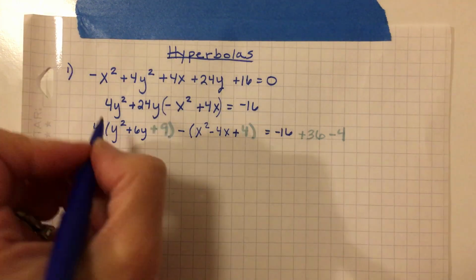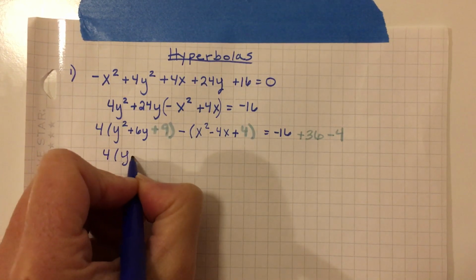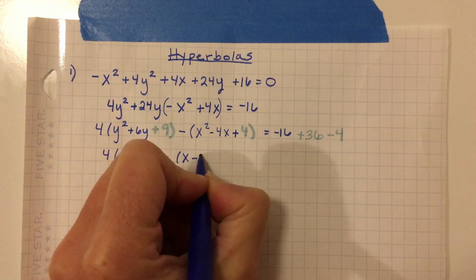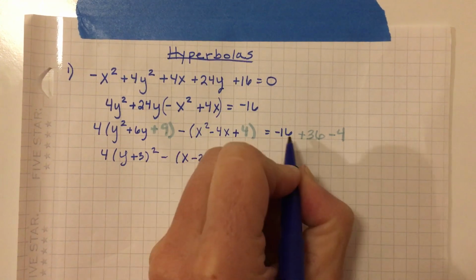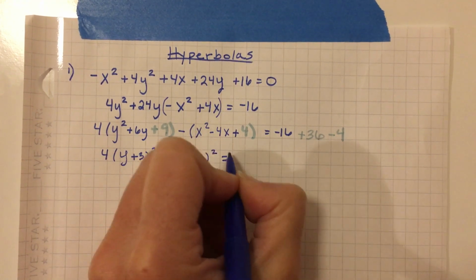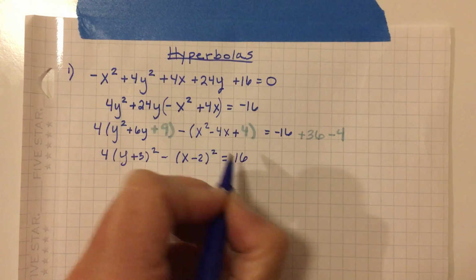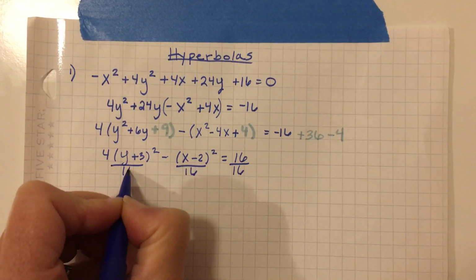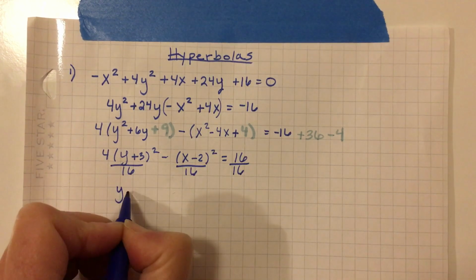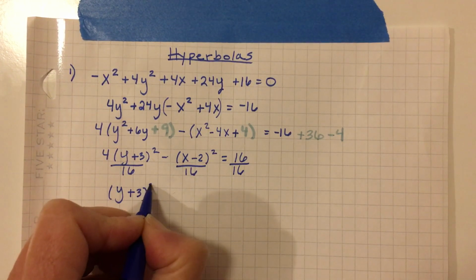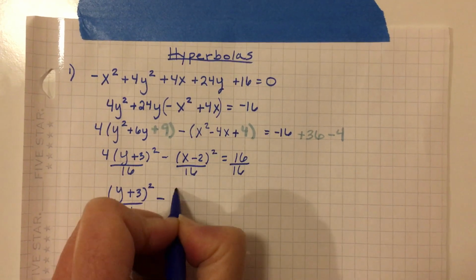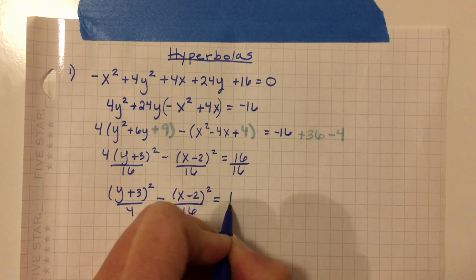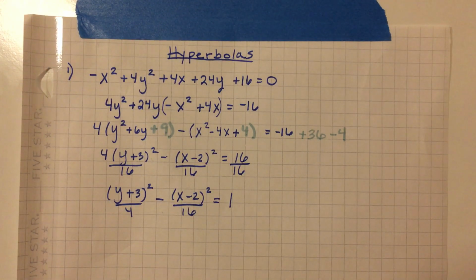Okay, all right, then you complete the square. This factors nicely into y plus 3 squared. This factors nicely into x minus 2 squared. And then add these up. Negative 16 plus 36 is 20. 20 minus 4 is 16. Okay, just like in an ellipse, you have to have 1. And then you just reduce. 4 over 16 reduces to y plus 3 squared over 4. And this is x minus 2 squared over 16 equals 1. Okay, all right, so now I'm going to go ahead and graph this.